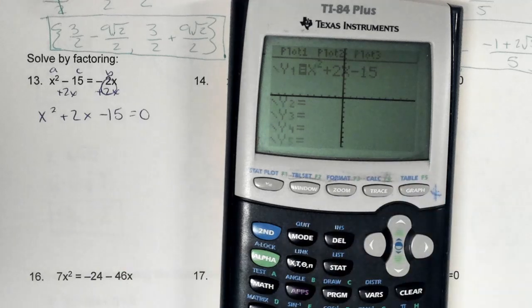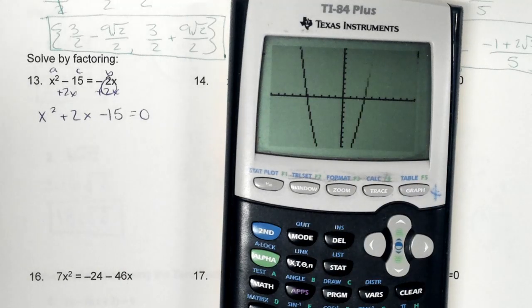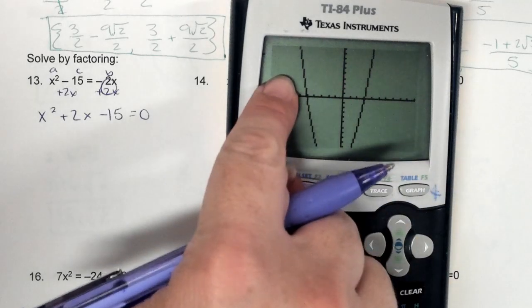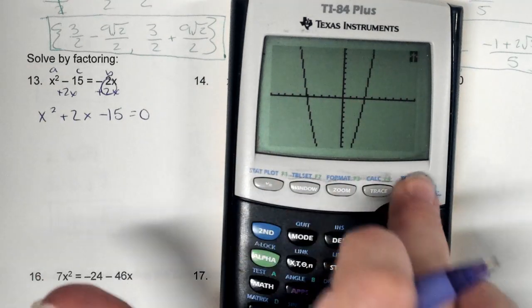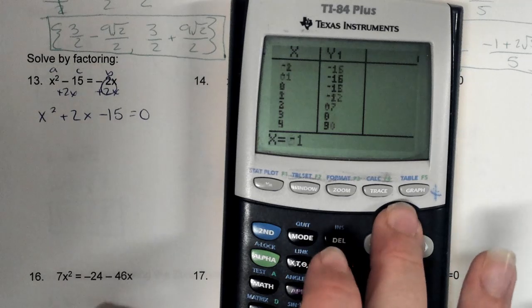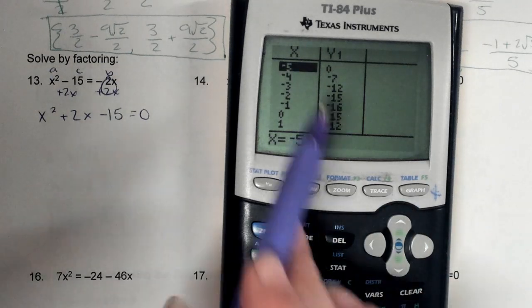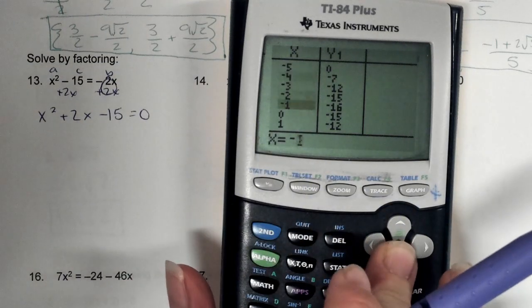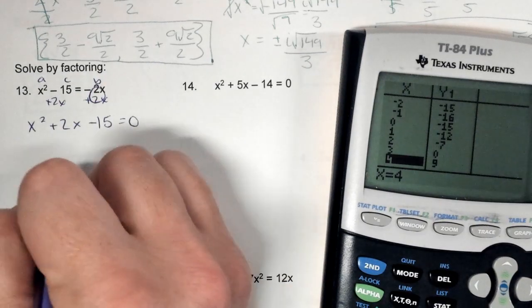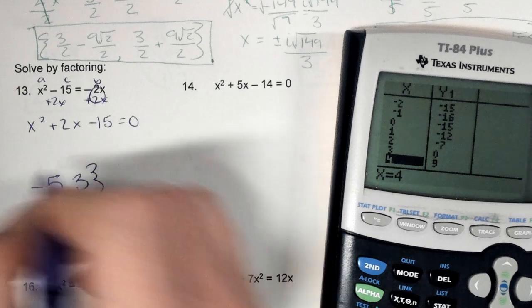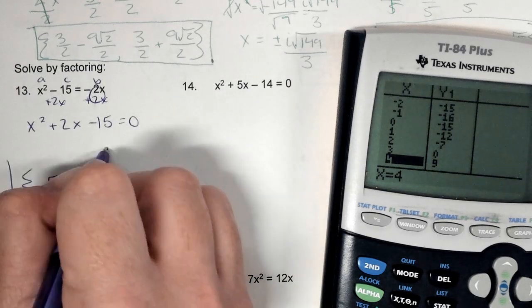I'm going to hit graph, and I see that it touches my x-axis twice. One's positive, one's negative. Or one's negative, one's positive, sorry. And so I need to find a negative solution at -5 and a positive at 3. So my answer is -5, 3. Remember, we write these least to greatest inside fancy brackets.